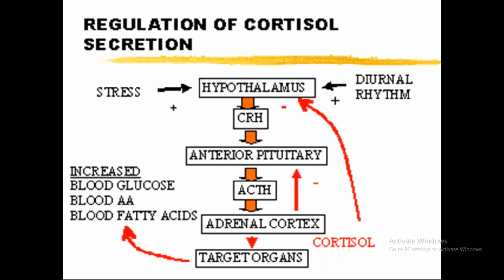This corticotropin-releasing hormone acts on the anterior pituitary. The anterior pituitary releases the adrenocorticotropic hormone. Adrenocorticotropic hormone acts on the adrenal cortex and facilitates the release of cortisol. Once the cortisol reaches the maximum, this cortisol will go and inhibit the hypothalamus.